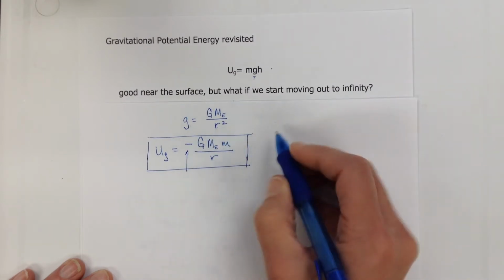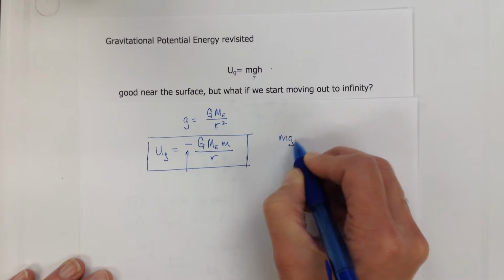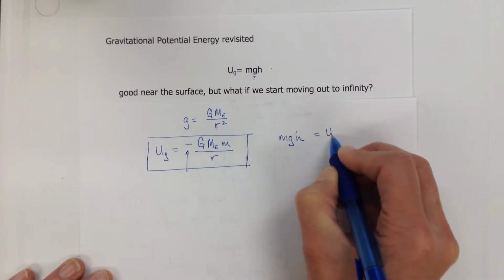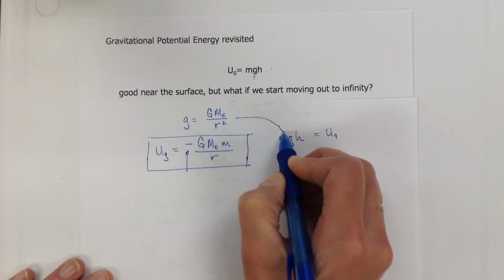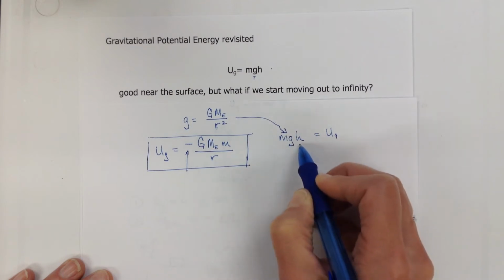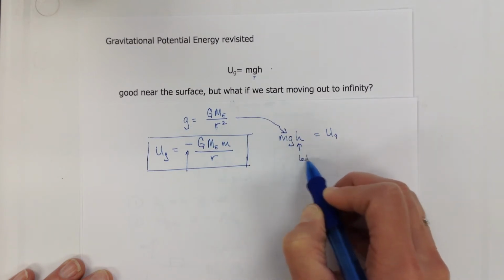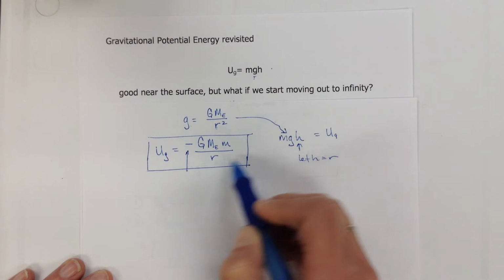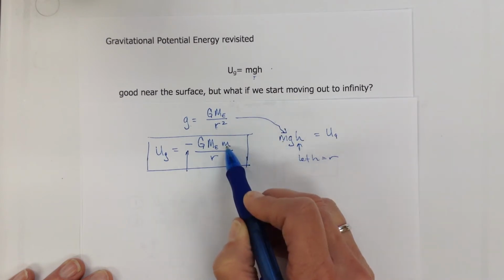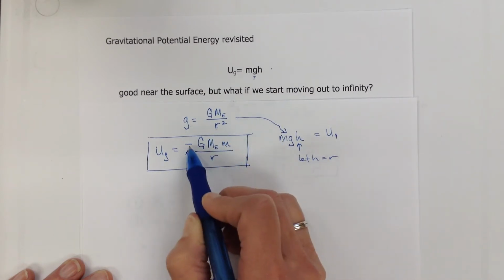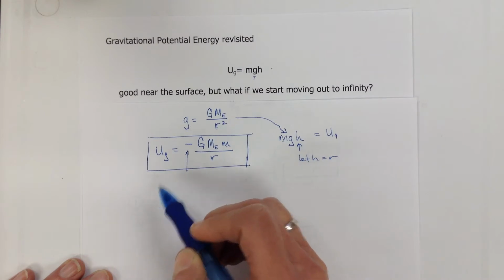So where did this come from? Well, if I take m times g times h, and that's my gravitational field, I'm going to use this value for g in there, and then the h, if I just let h equal r, then the r's will cancel out, and then that's the m. So that's where that came from, but I need to explain where this whole negative sign comes from.